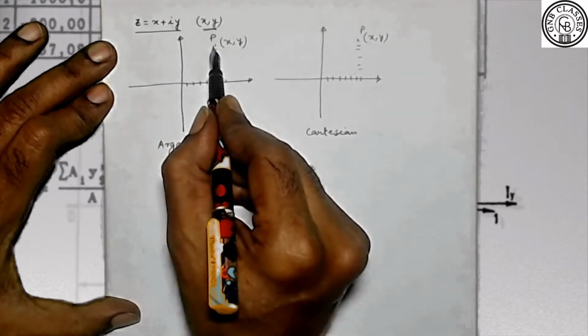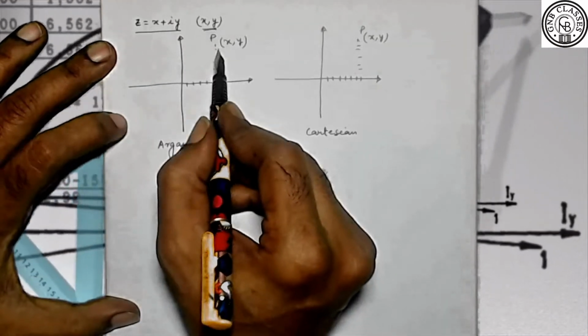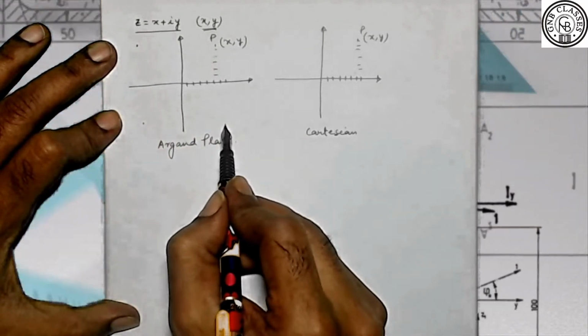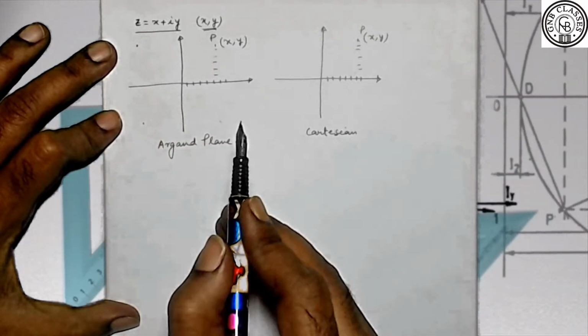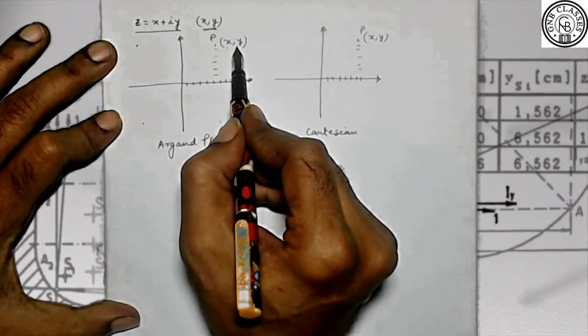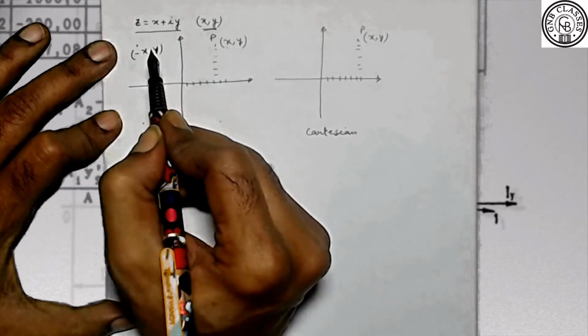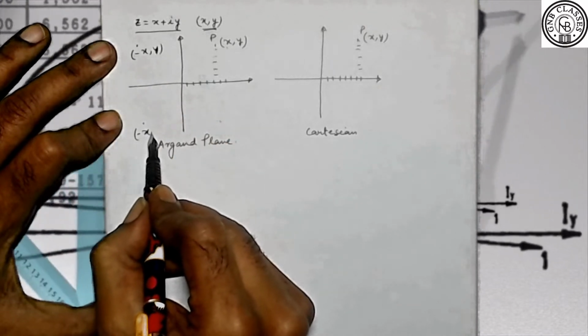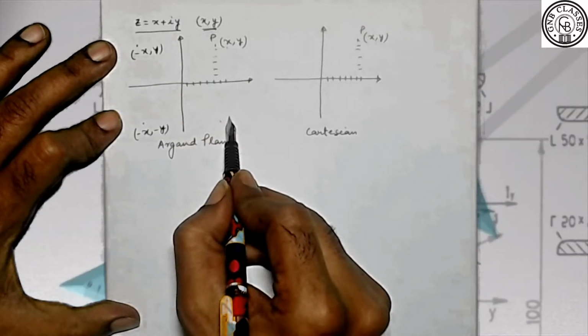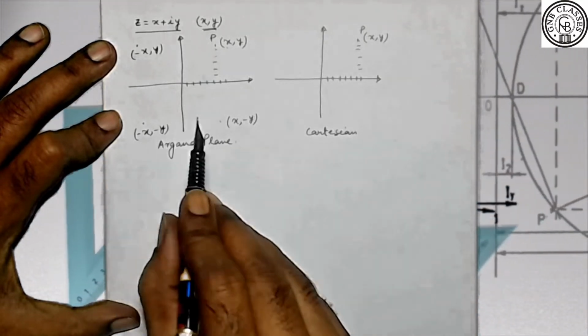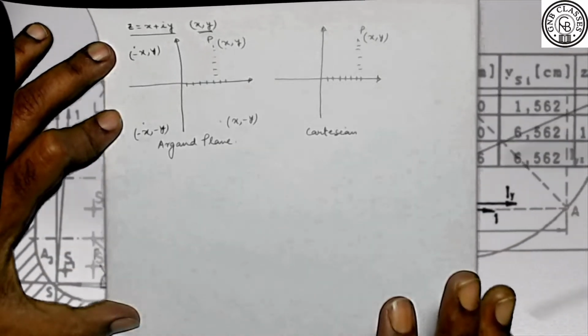The point P on an Argand plane can be in the first quadrant, the second quadrant, the third quadrant, or the fourth quadrant, depending on the values of x and y. In the second quadrant, the coordinates will be minus x, y. In the third quadrant, it will be minus x, minus y. And in the fourth quadrant, it will be x, minus y. Is it clear? Same as your Cartesian plane.